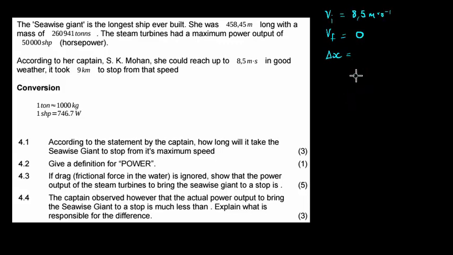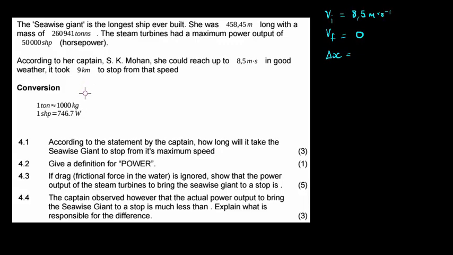That's a shame. So if they say she could reach up to, isn't that final? Yes, so in other words, that is the maximum velocity she could have traveled at. So it's just giving you information about the ship. It's saying she can reach speeds of up to 8.5 meters per second. So it doesn't mean that she is trying to get there. It means that's where she could get to. And now it says, how long will it take the Seawise Giant to stop from its maximum speed? So it's traveling at its maximum speed, and then how long does it take to stop from that speed? And all we have to go on is that the maximum speed is 8.5, stopping means 0, and the distance it takes to stop is 9 kilometers.